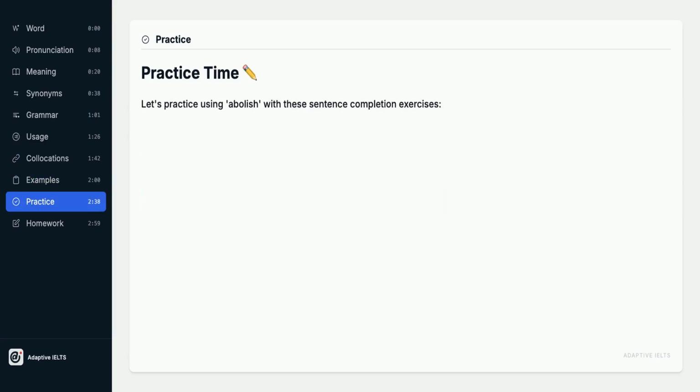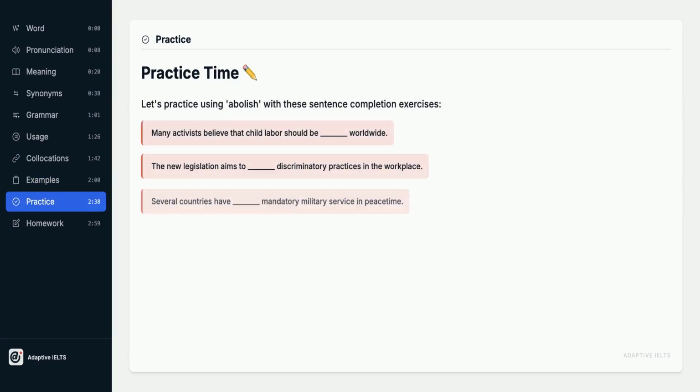Time for some practice. Let's work on these sentence completion exercises together. 1. Many activists believe that child labor should be blank worldwide. 2. The new legislation aims to blank discriminatory practices in the workplace. 3. Several countries have blank mandatory military service in peacetime.